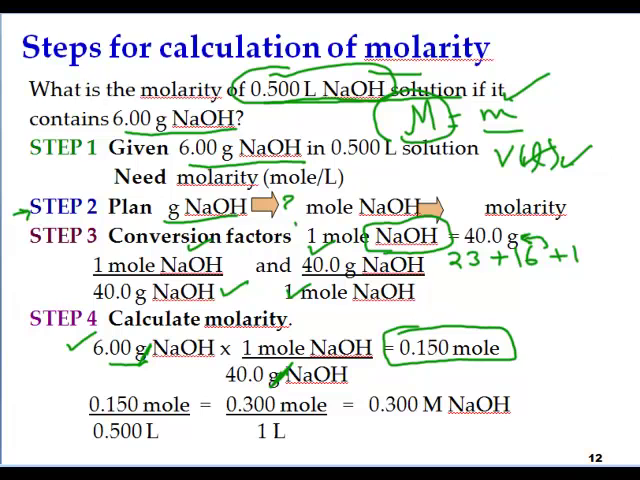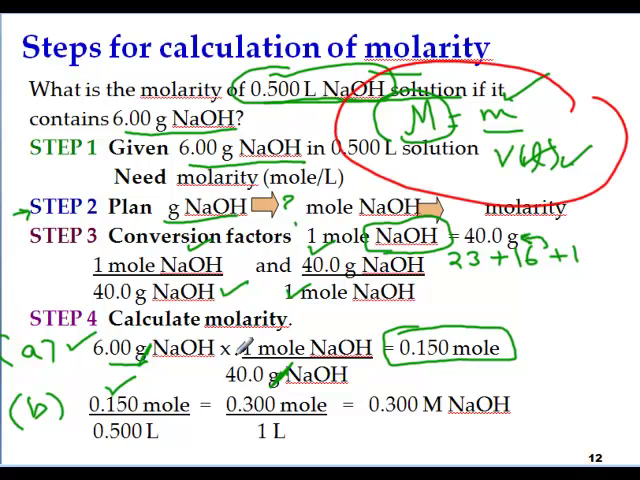So there are two steps to this problem. The first part is to calculate the moles, and once we have the moles, we'll then put the moles in this equation of molarity, in which capital M equals small m, which is 0.15, over the volume, which is 0.5. You divide it and you come up with 0.3 M, or 0.3 capital M sodium hydroxide.